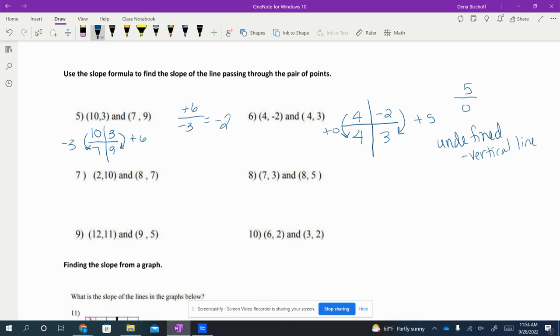Okay. So do you guys like setting it up like a table instead of the y2 formula? Okay. So (2, 10) and (8, 7). So to go from 10 to 7, what do I do? Minus 3. To go from 2 to 8, what do I do? Plus 6. Yeah. So it's negative 3 over 6, which reduces to negative 0.5. If we want to keep it as a fraction, we can, negative 1/2. Good job.